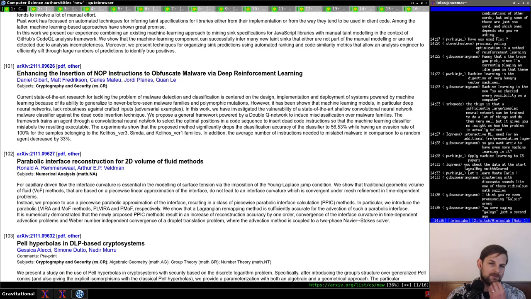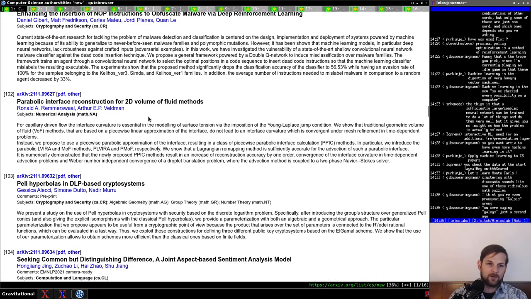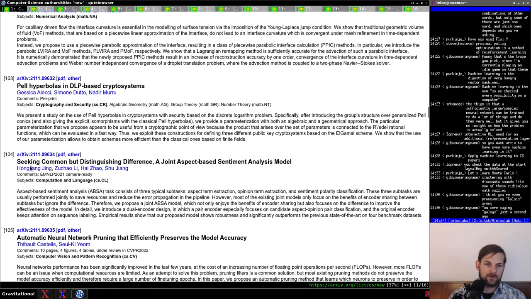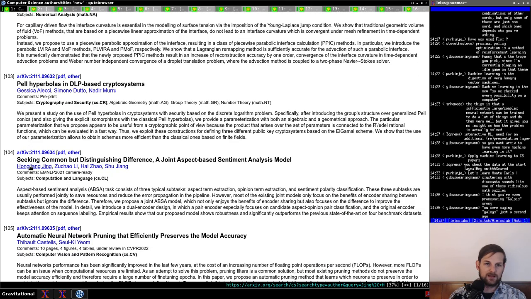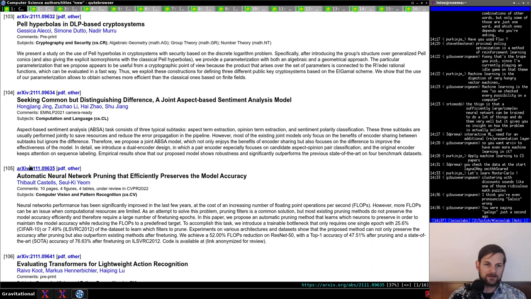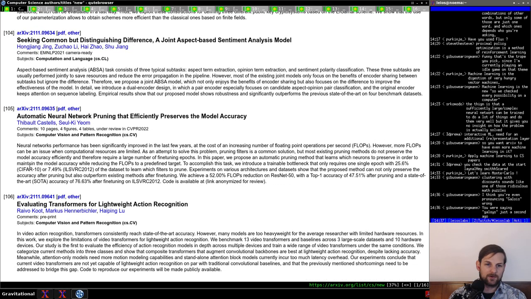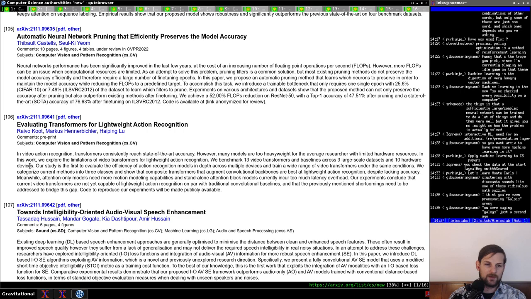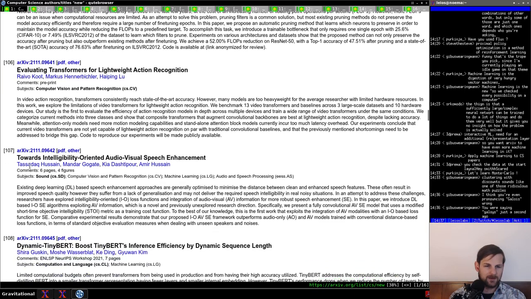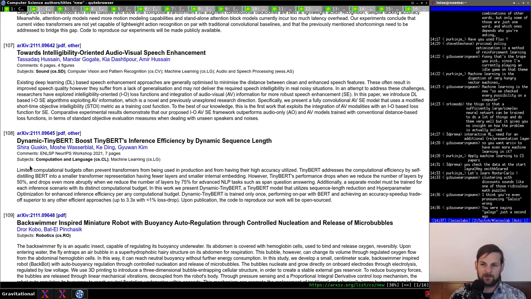Enhancing the insertion of NLP instructions to obfuscate malware via deep reinforcement learning, parabolic interface reconstruction for 2D volumes for fluid methods. This one could be interesting. Cryptography and security, Pell hyperbolas, DLP-based crypto systems. Let's see. Seeking common but distinguishing differences, a joint aspect-based sentiment analysis model, automatic neural network pruning, evaluating transformers for lightweight action recognition. Could be interesting, but I'm sure it's just like another machine learning application.